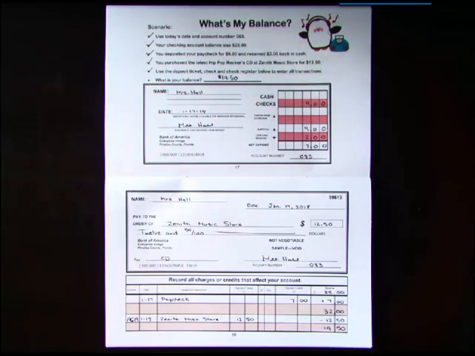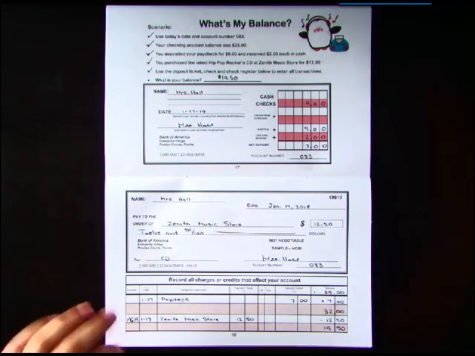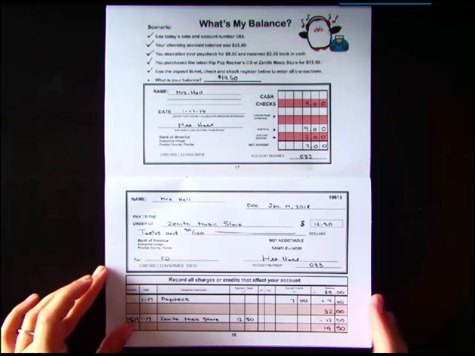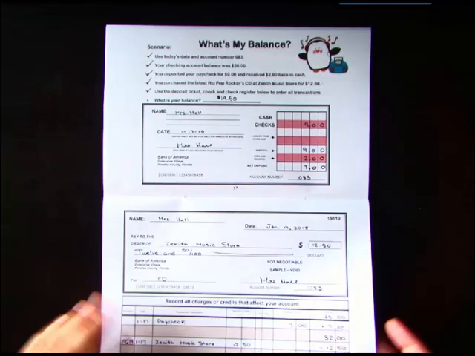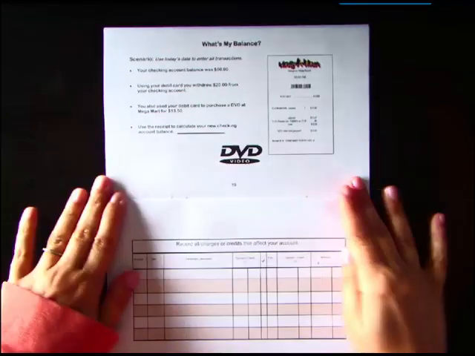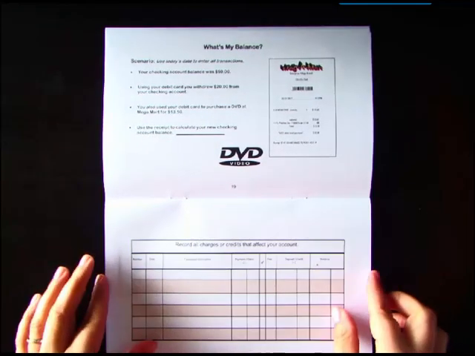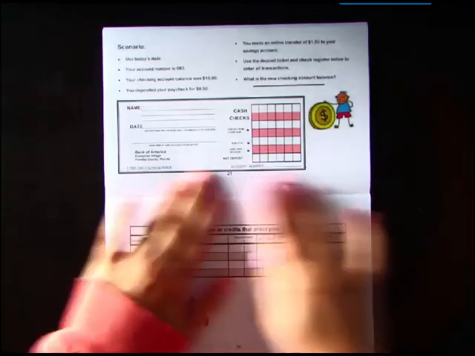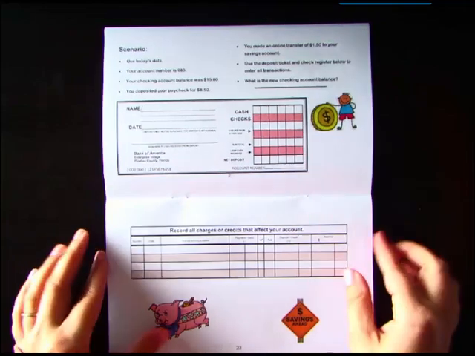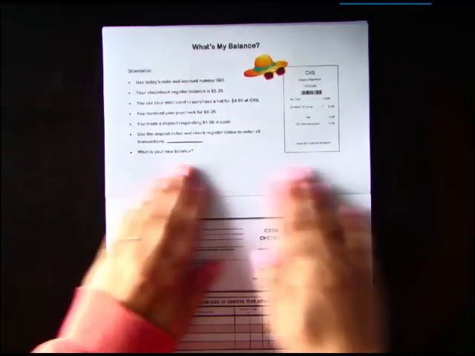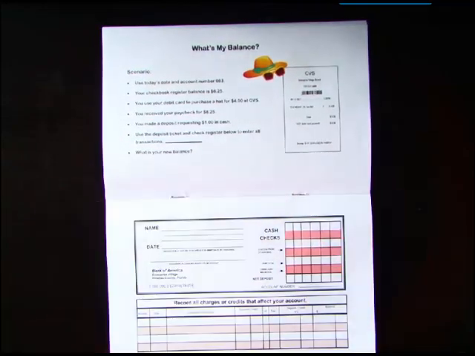Okay, so now you are going to complete the next few pages of what's my balance on your own. So you're going to do 19 and 20, 21 and 22, and 23 and 24.